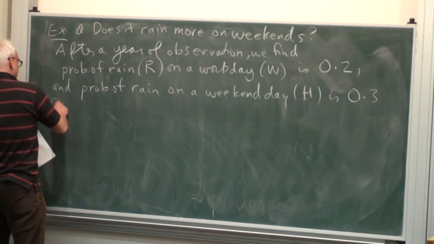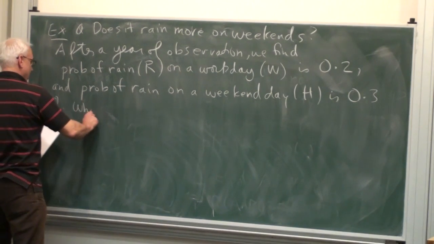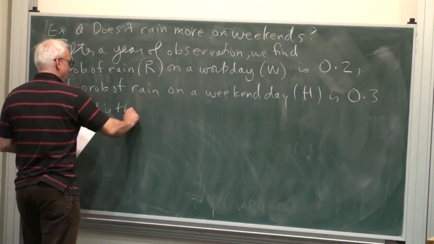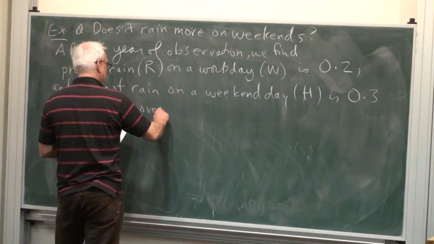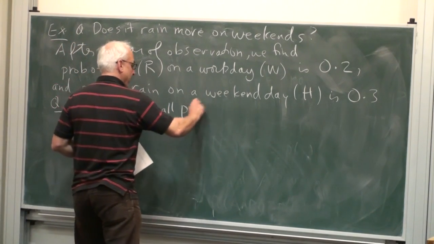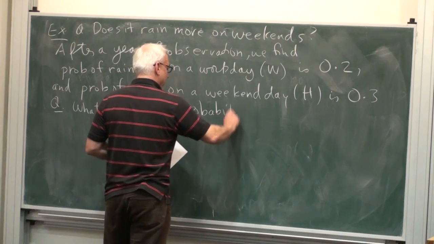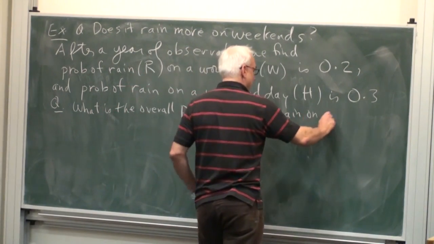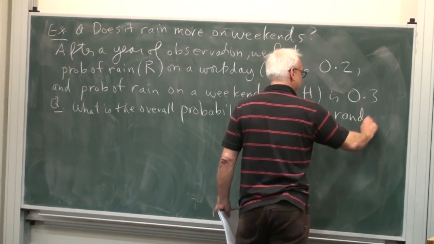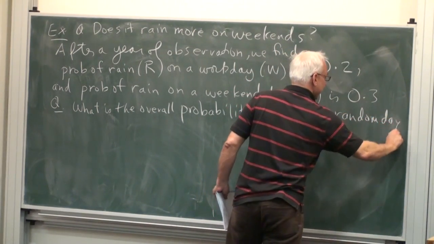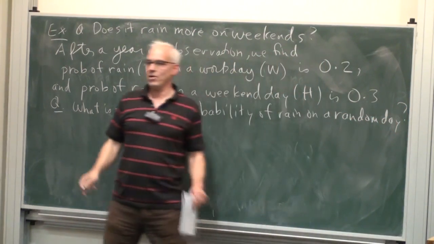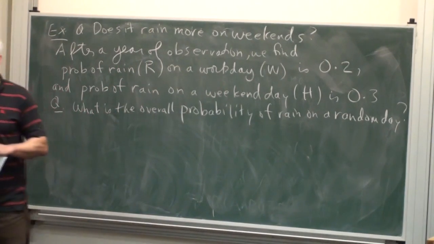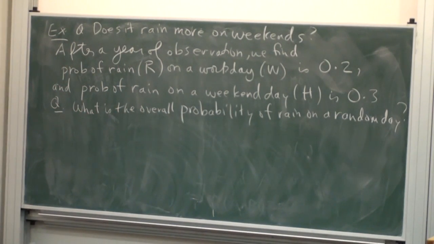So now we can ask another question. What is the overall probability of rain on a random day? How do we put these two pieces together to figure out how likely is it to rain on a random day?